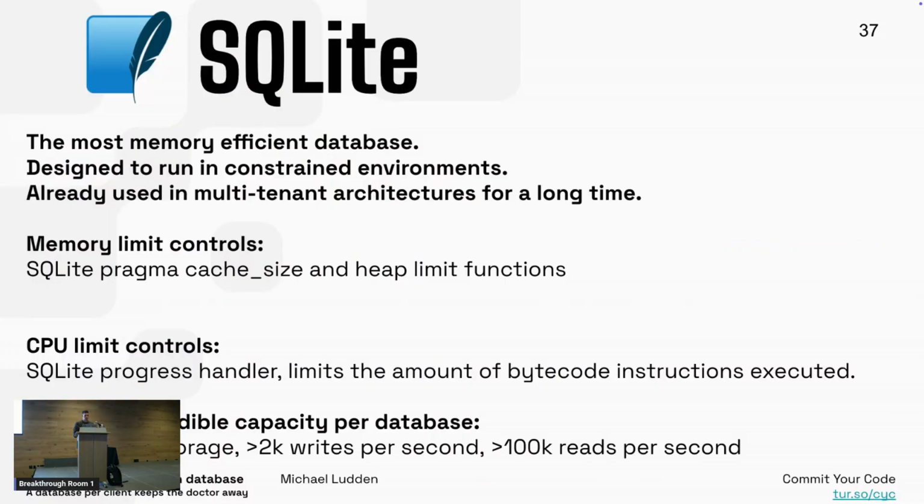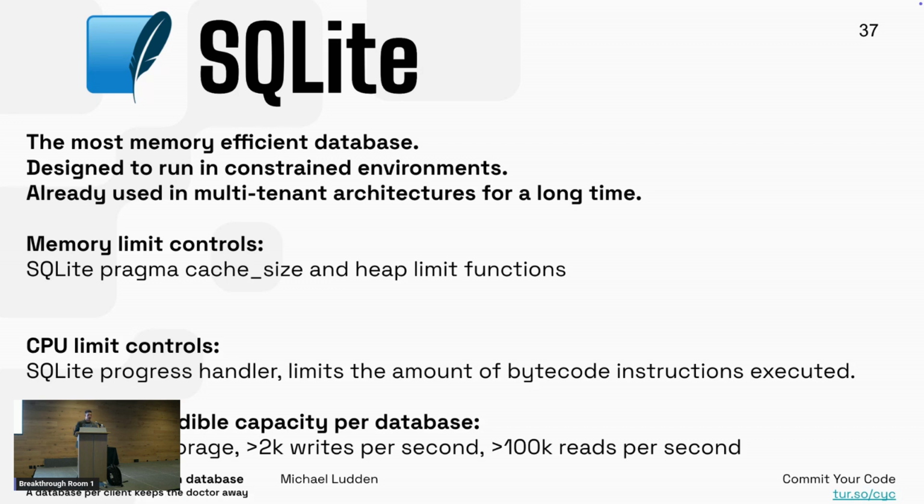SQLite is the solution. It is the most memory efficient database on Earth. It's designed to run in constrained environments. Every one of your devices that you have on you has many thousands, I'm pretty confident, of SQLite databases inside of all the different applications that you run every day. Every mobile phone leverages SQLite because it's meant to be running in a constrained environment. And SQLite's already been used in traditional multi-tenant architectures for a very long time, even before the modern era of distributed computing.